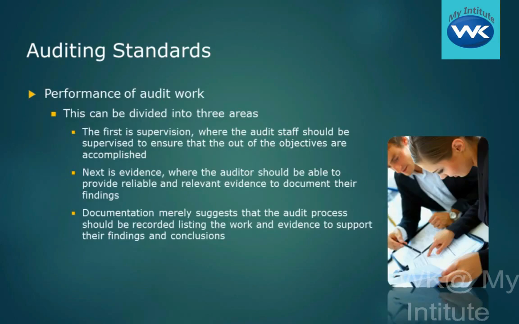Another standard covers the performance of audit work. Now, this can be divided into three areas. The first is supervision. That's where the audit staff should be supervised to make sure that they are finding and getting to the objectives and that they are accomplishing the objectives of the audit. That's first line management. Next is evidence. This talks about where the auditor should be able to provide reliable and relevant evidence to document their findings.